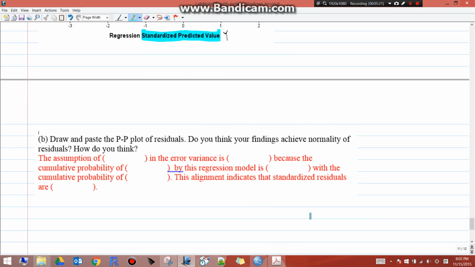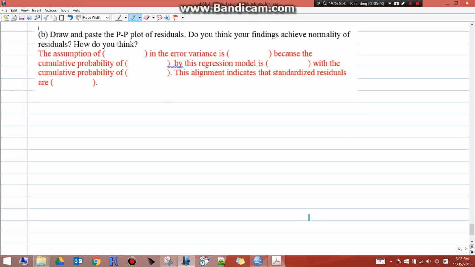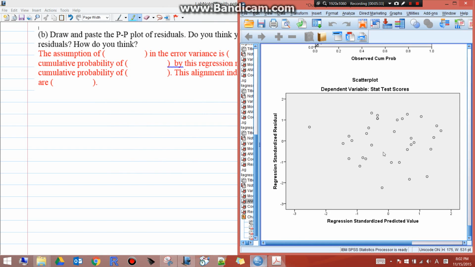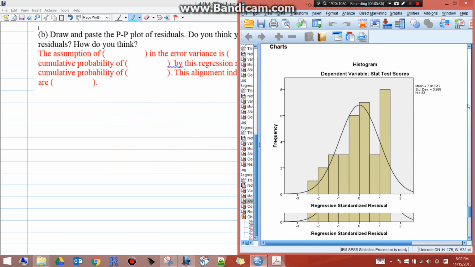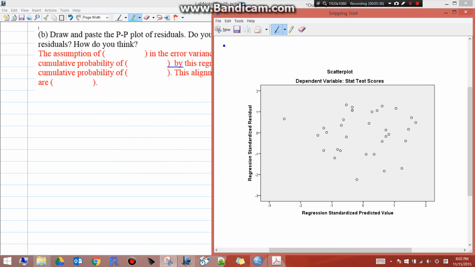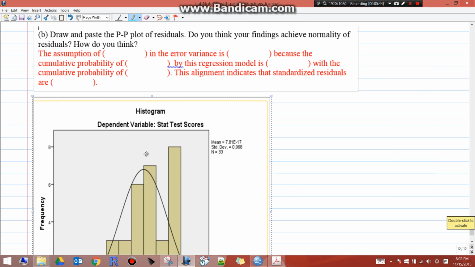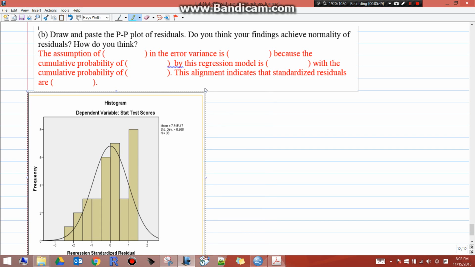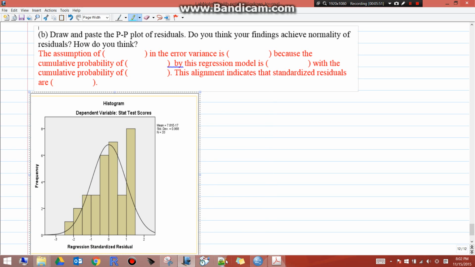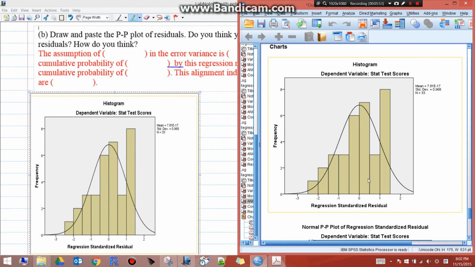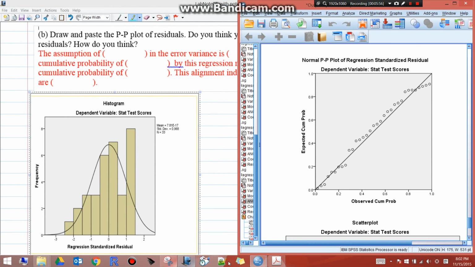And then let's look at the second question. Draw and paste the PP plot of residuals. Do you think your finding achieved normality of residuals? How do you think? So we learned what a PP plot is before. So we may need to look at both the histogram and the PP plot as well. So this is a histogram and this is the PP plot.